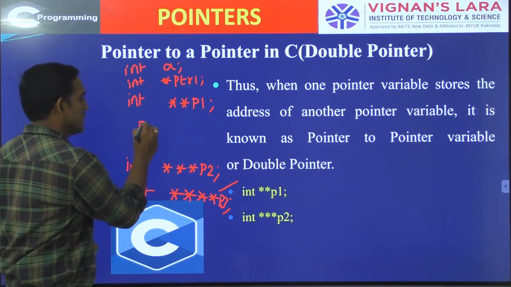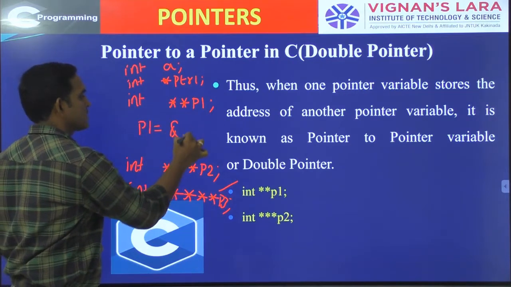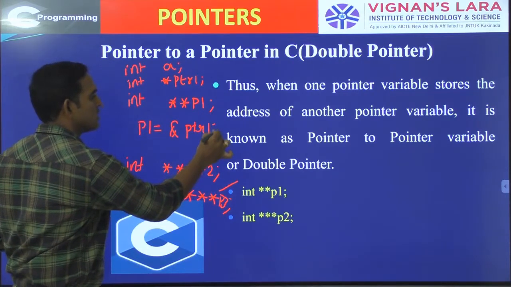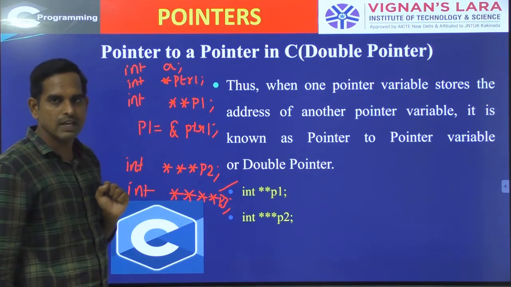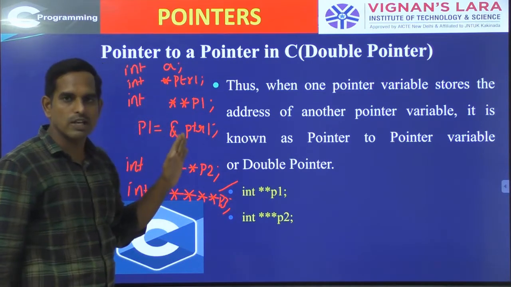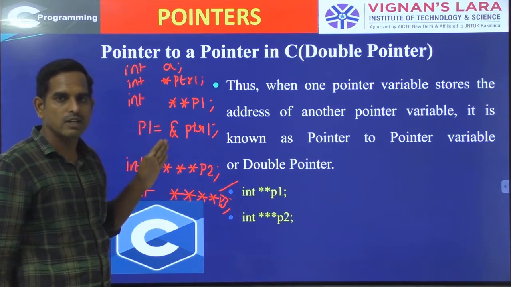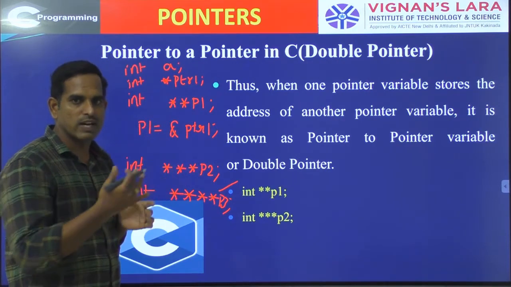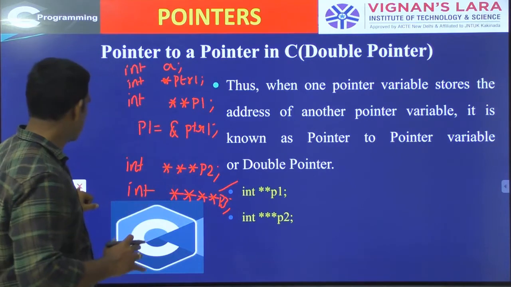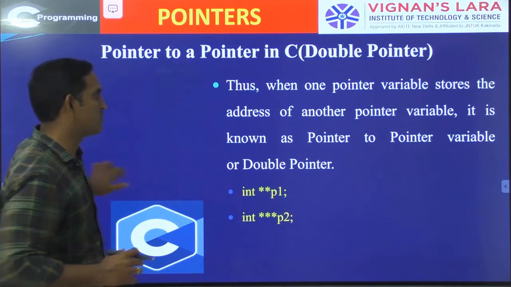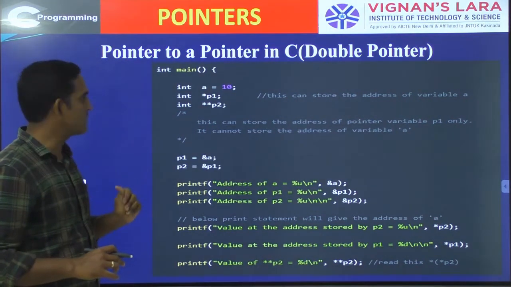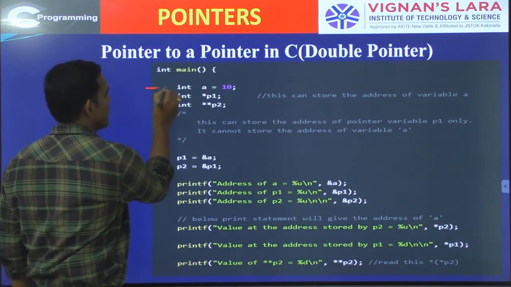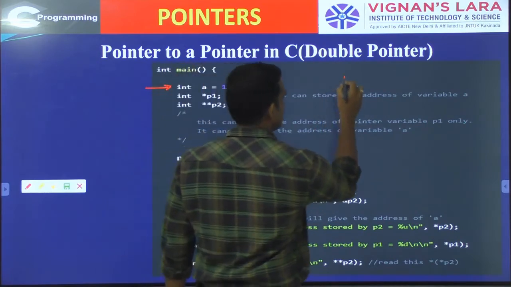You can have direct P1 is equal to address of PTR. In order to initialize your P1, I can store the address of PTR. So these things will be called a pointer to a pointer. If a pointer stores the address of another pointer, we will be calling it a pointer to a pointer or double pointer.